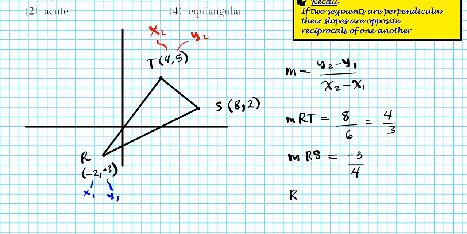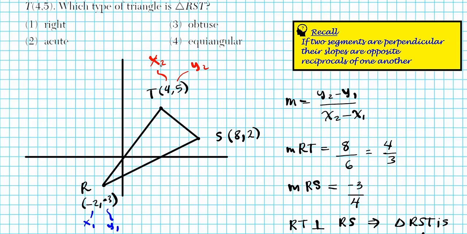RT is perpendicular to RS. So since RT is perpendicular to RS, that follows that triangle RST is a right triangle. Answer is option number 1. Our suspicion was correct, that this is in fact a right triangle right here.